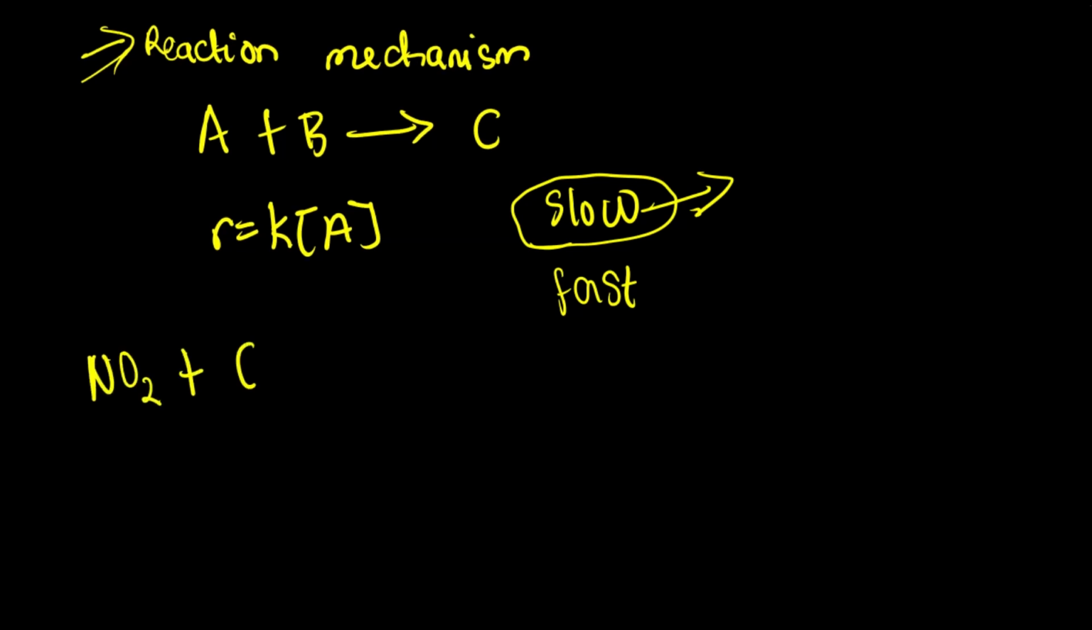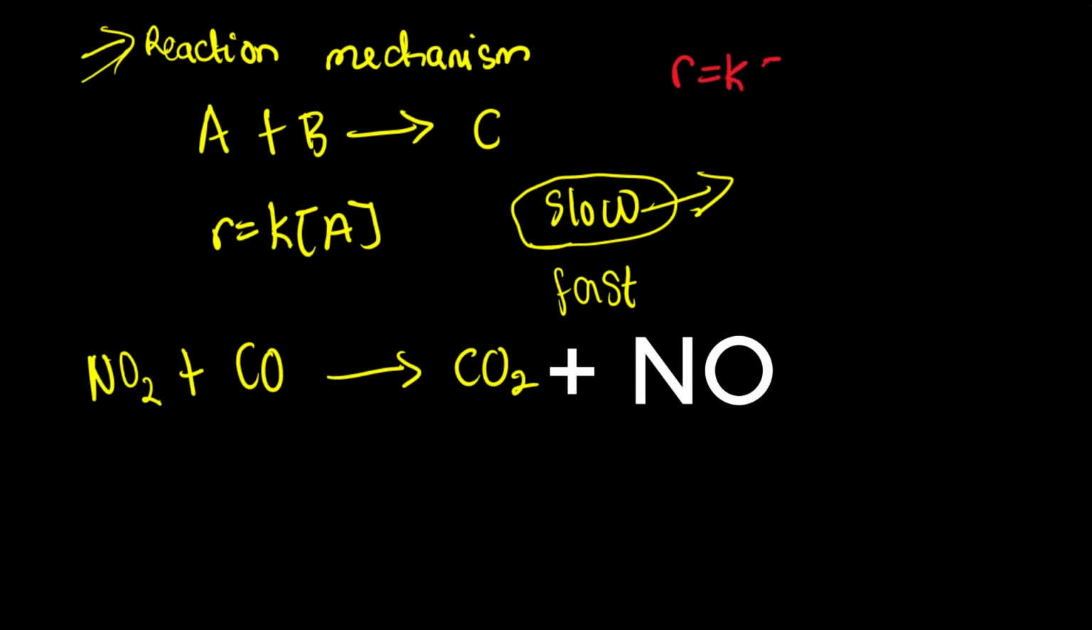Okay, so we're taking a look at the reaction between NO2 and CO. This reacts to give CO2. Now this is the overall reaction. However, this reaction has two elementary reactions. Two steps are involved in the reaction. Now the reaction rate as determined experimentally for this reaction is R equals K[NO2]^2. So the reaction is a second order reaction with respect to NO2. Now you wonder, why doesn't the concentration of CO affect the reaction?